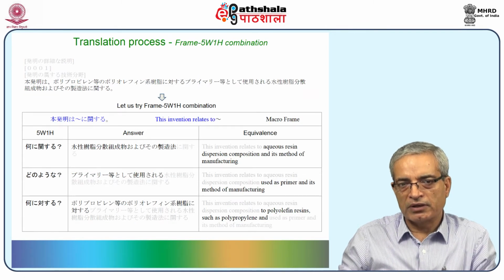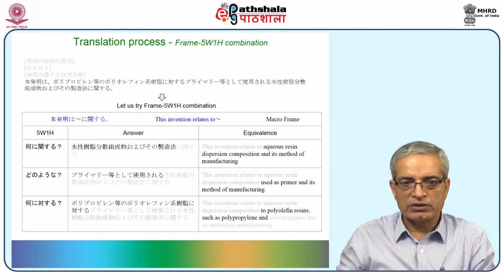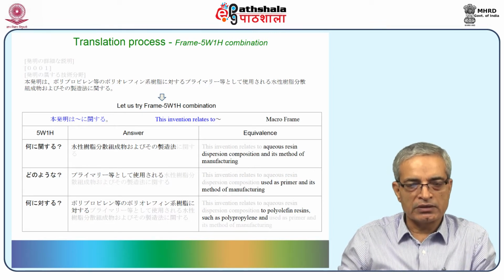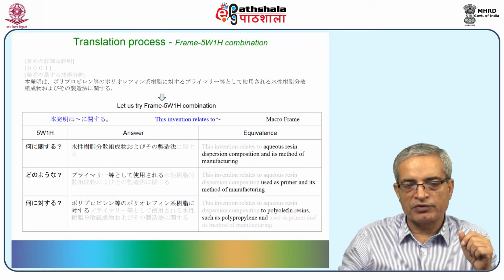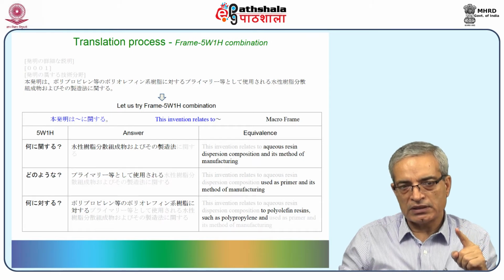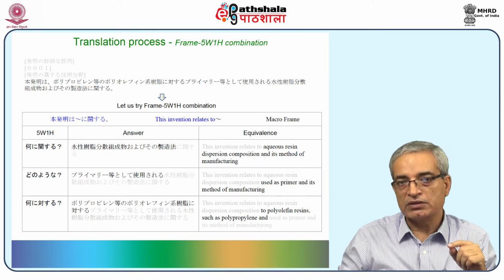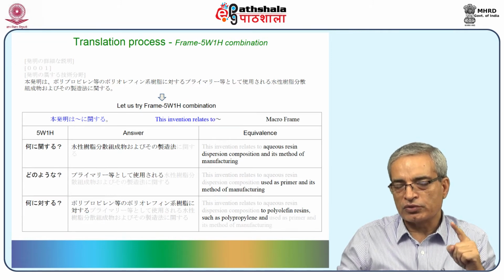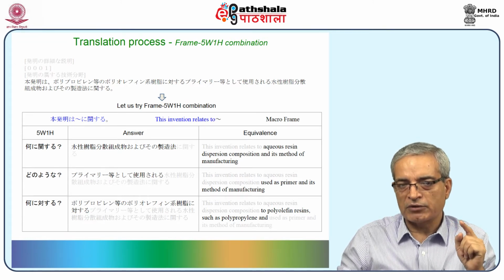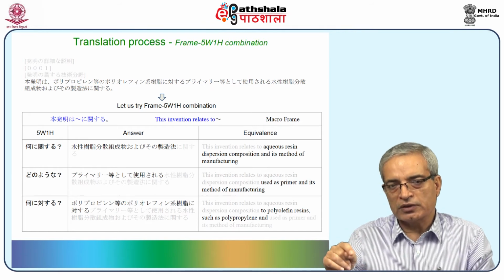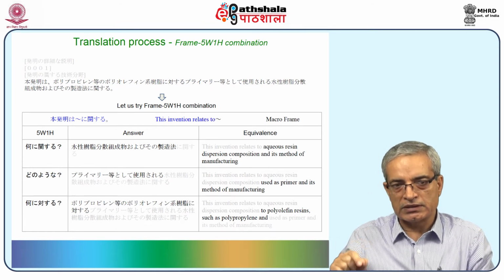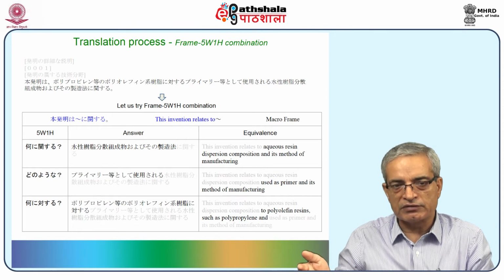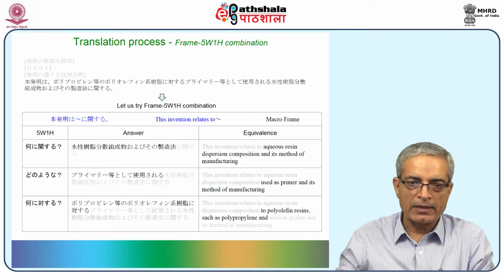Let's see now the frame, then 5W1H combinations. Frame in this case is, yes Anu, please read out the frame. Kono hatsumei wa nani nani ni kansuru. So this invention relates to, now please note that this particular style is coming for the first time in this module. Ever since we started the series of patent, ni kansuru. So honhatsumei, because it is ni kansuru, there is no need to say that this patent deals with, we straight away go with this invention relates to.